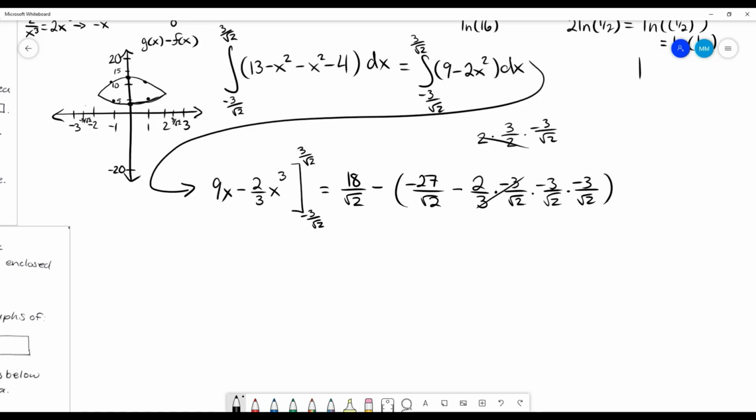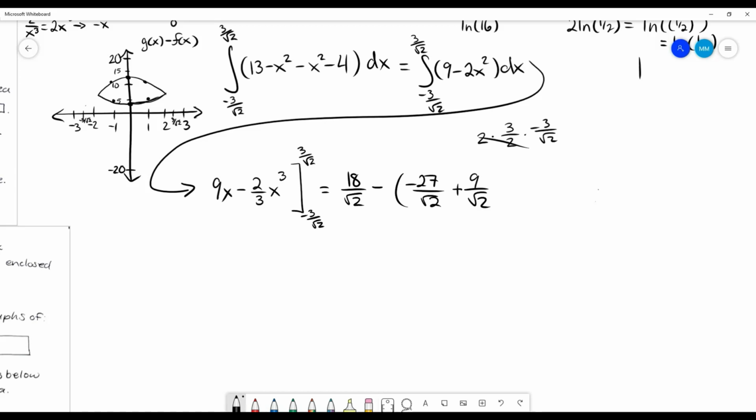The 2's cancel, now that becomes a negative 9 over square root of 2. So it's minus a negative 9 over square root of 2, which turns into a plus. And once again, I can combine that, so that becomes... Oh, yes, okay. I just saw something there that confused me for a second.